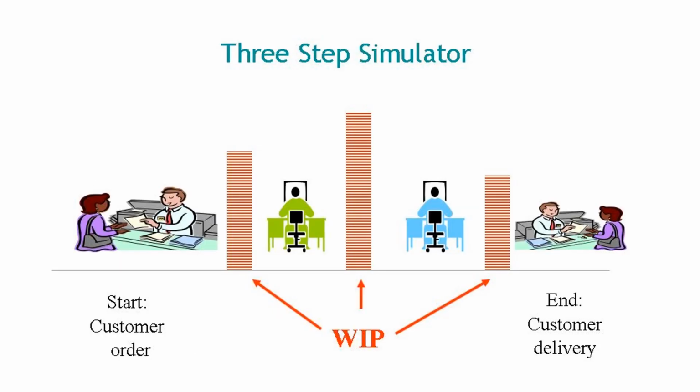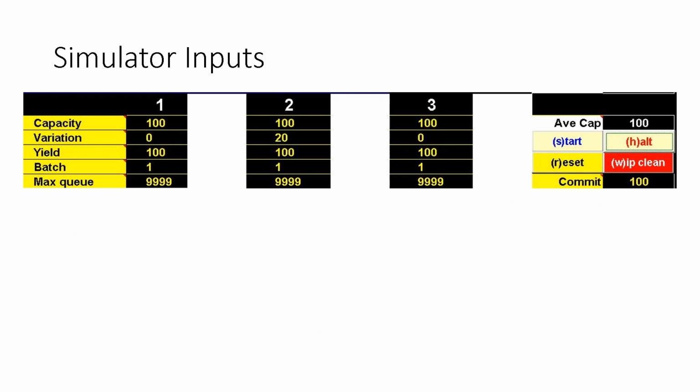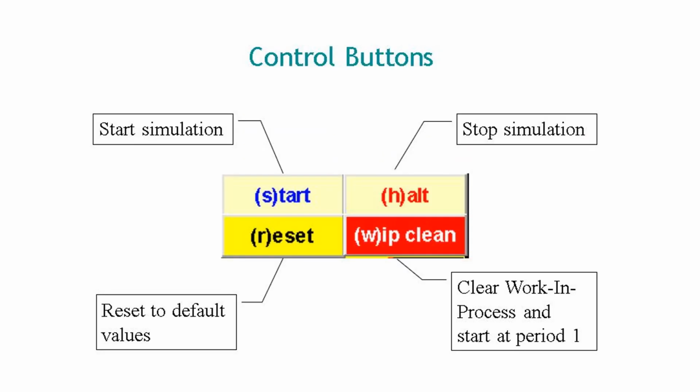We will now use the three-step process simulator in Excel that you have just downloaded. Yellow numbers are the process inputs you can change. You can see their description, default values, and limits by placing the cursor on each one. These are the control buttons of the simulator. You can just press them or use Control plus the initial letter.